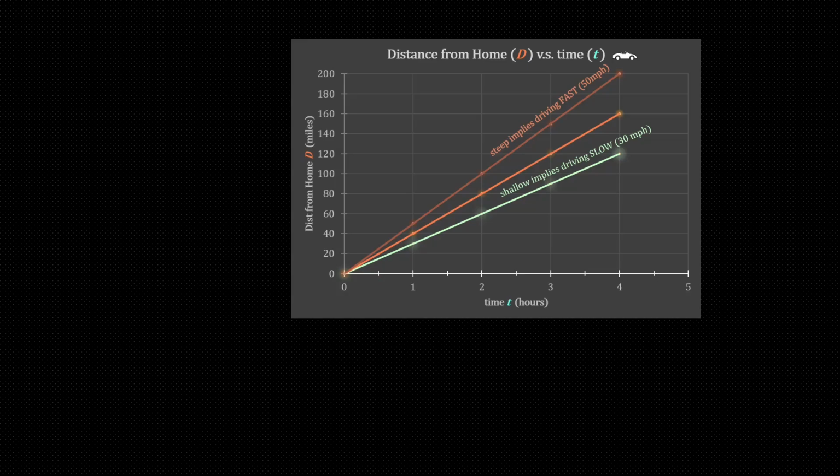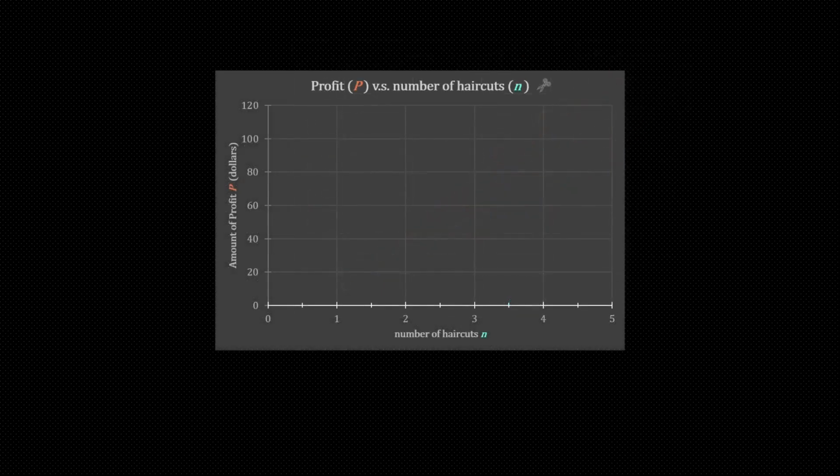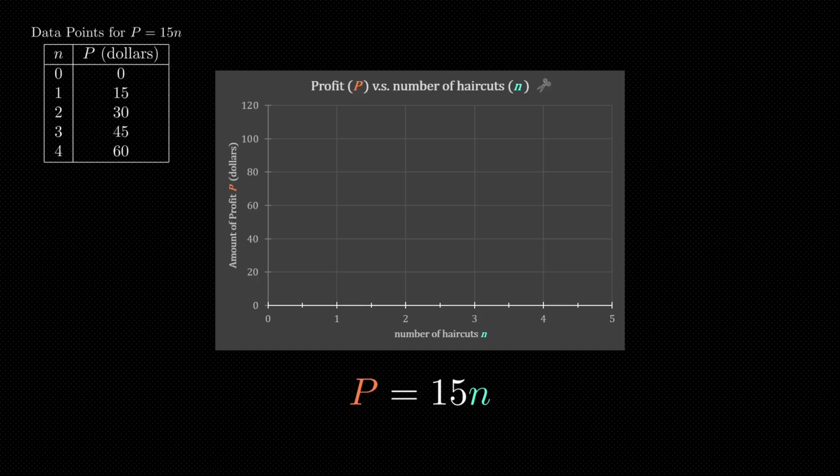Before we summarize the main point, let's graph one more scenario to see if we can observe the same insights, or even more insights. Let's graph my student's haircut business that we talked about earlier. The horizontal axis is the number of haircuts n, and the vertical axis is the amount of profit p. The cost was $15 per haircut, and here's our equation for that. Here are the data points that we computed earlier, and here's the corresponding line.